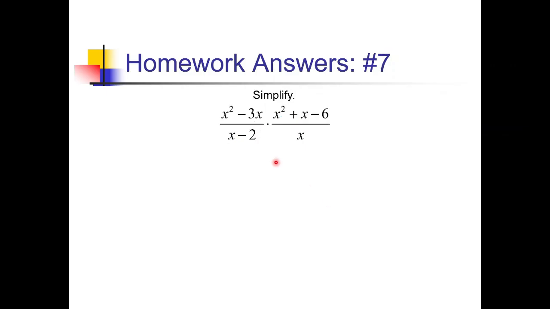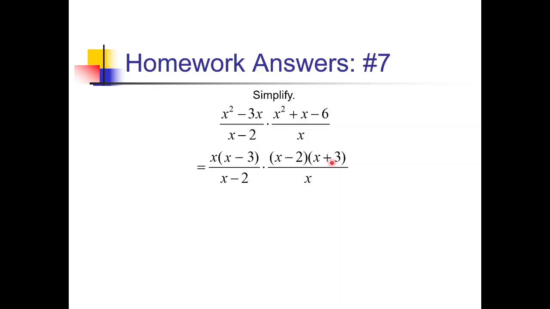For this one, let me go ahead and factor out everything I can, and then I'll cross off any common factors. So in my upper left here, I can take an x out of that. So that leaves me with an x minus 3. And the x minus 2 and the x here are good, can't do anything there. Up here, I need numbers that multiply to negative 6 and add up to 1. So 1 and 6 doesn't work, but 2 and 3 would if I had negative 2 and positive 3. So x minus 2 and x plus 3 up there.